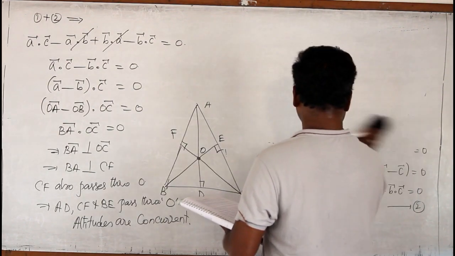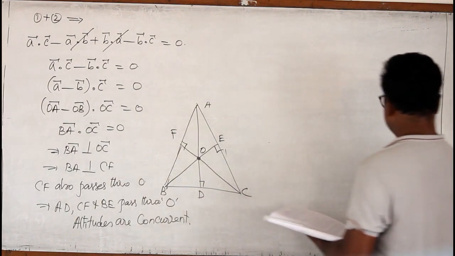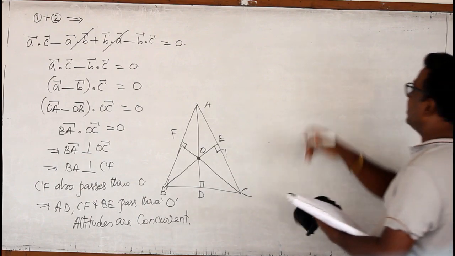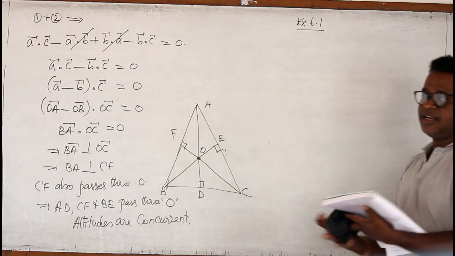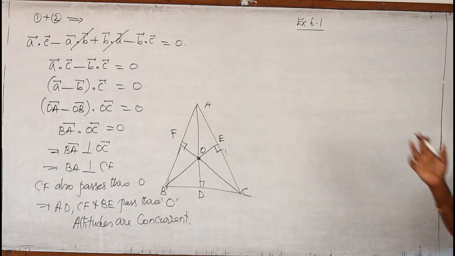So let me select all the scalar product problems first and then we should do. So we should go for exercise 6.1. Note that we are doing all the scalar product problems involved in geometry.